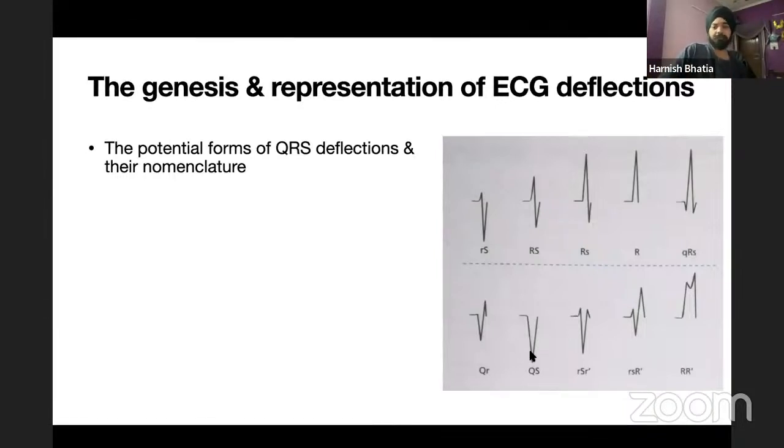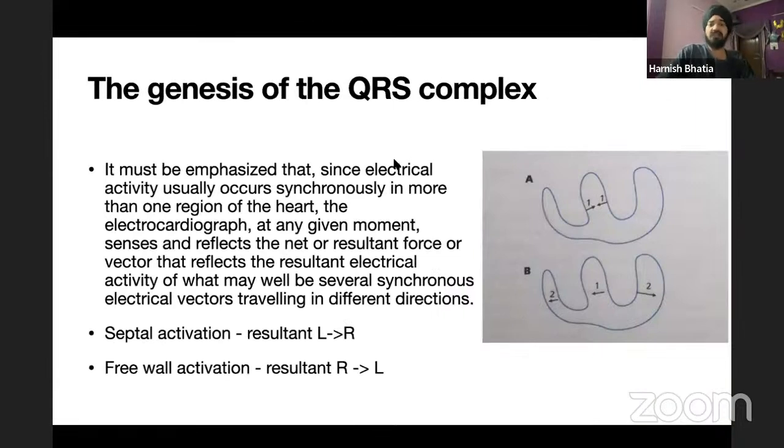Okay, yeah. So now how the genesis of the QRS complex happens. This slide is very important. Does every QRS form belong to specific leads? No, Aftab, not all forms are specific to leads. They can change. Some leads can show some forms, other leads can show other forms. In different patients also, and in different pathologies also, some leads can show some forms and other leads other forms.